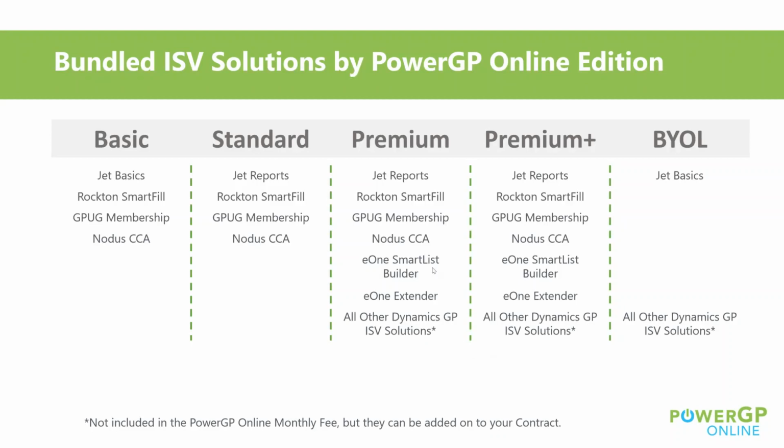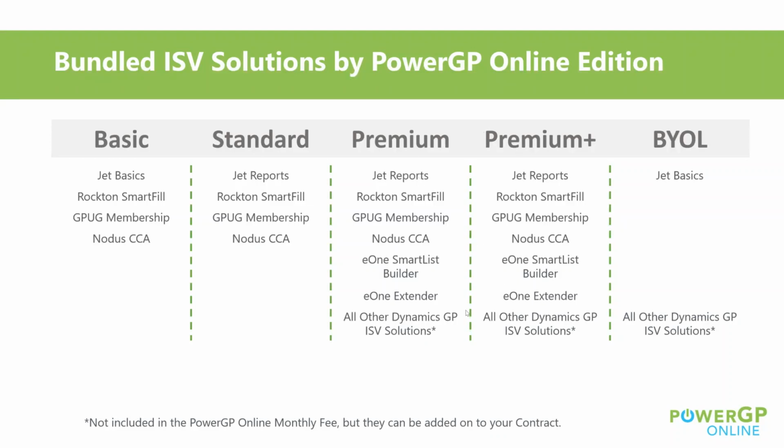We've also built in Smart List Builder and E1's Extender. So of course, anybody who's been in the GP community, we all know how much we love E1. We've also bundled theirs into the Premium and Premium Plus options. So depending on what version you're on or what version you think you might need to go to, we can certainly help you through that if you're still deciding. But if you're already on one of these editions, then you can get a little bit of an idea as to what's included or what's not. So just wanted to be sure everybody is aware of that.